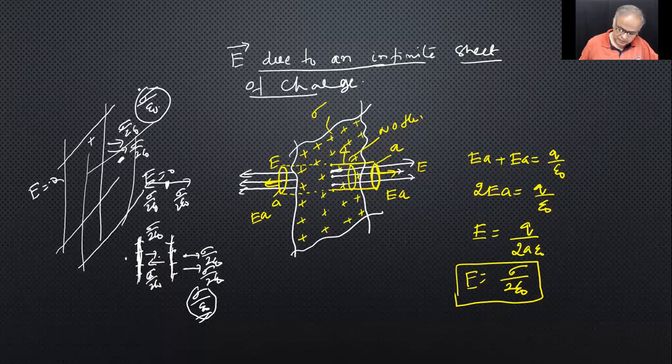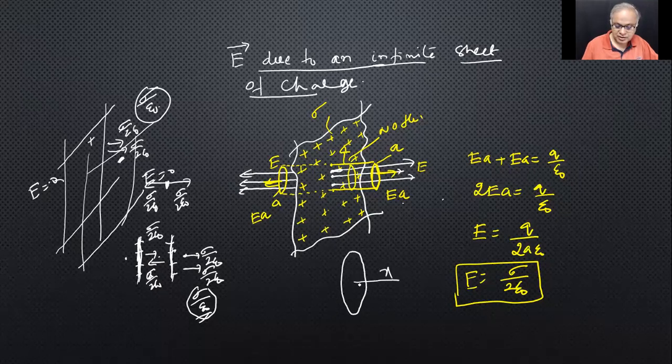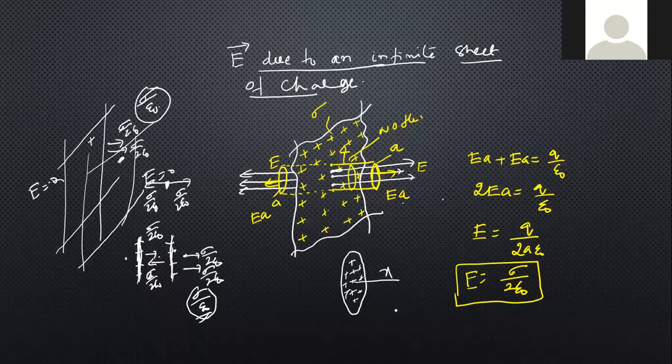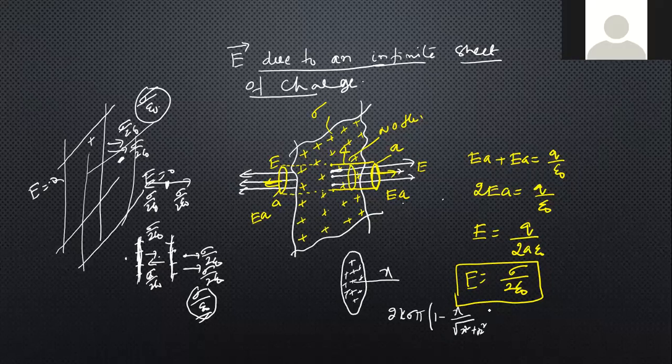Any other doubts, children? And remember, you need to understand that it's independent of the distance; whether you take the point here or there doesn't matter. I explained it for a disk, if you remember. I took a circular disk last time and applied Coulomb's law and got, at a distance x from it, E equals 2k sigma pi into 1 minus x by root of x square plus r square.